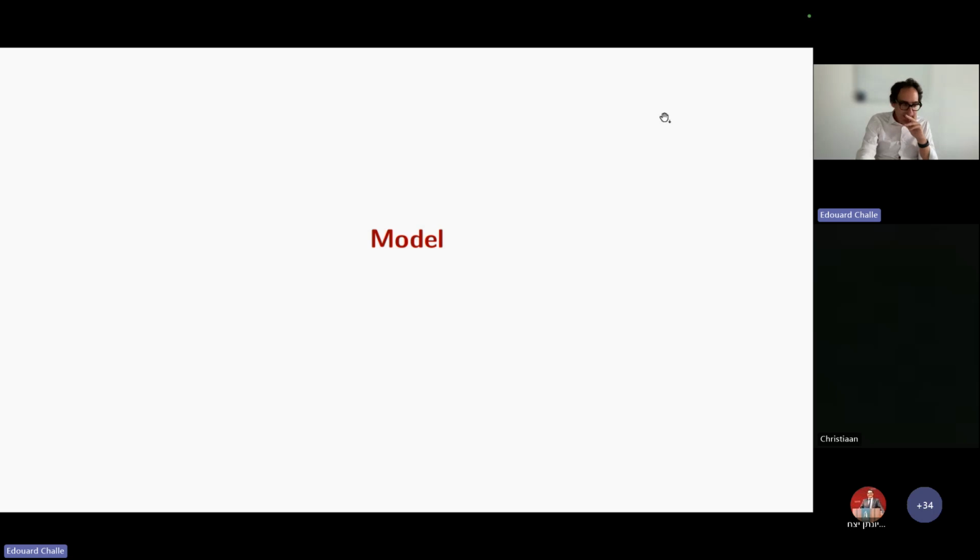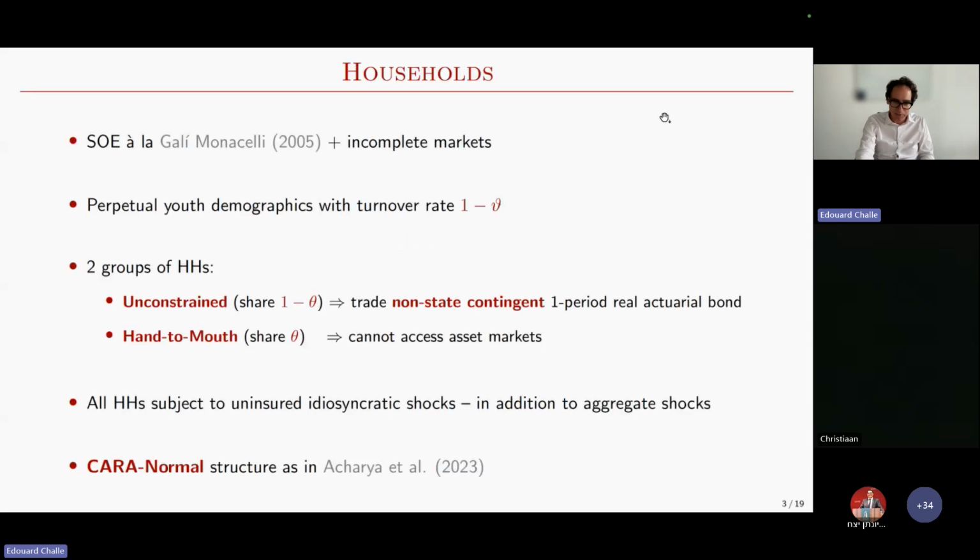Okay, so let me describe the model. I'm going to only provide a sketch of it. If I have questions, I'm going to zoom in with some details, but otherwise all the calculations are in the appendix to the paper. I want to convey the main message here.